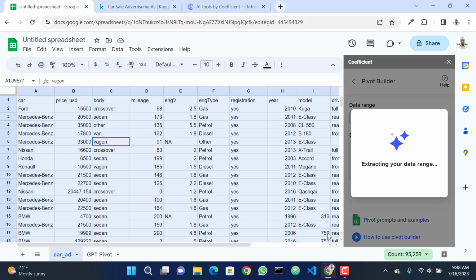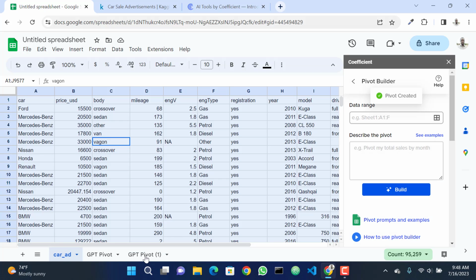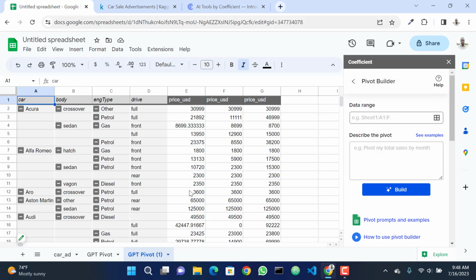This is a more complex question. We are just asking what the price difference is. Is there any price difference between the brand, the kind of engine, and all we have, or is it just the same price for everything? So it has built our chart, and now we are looking at it.